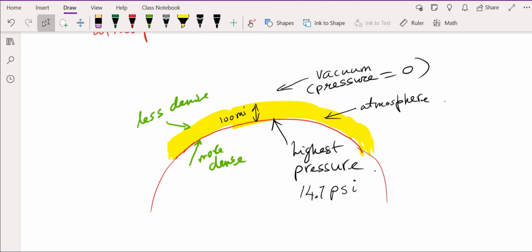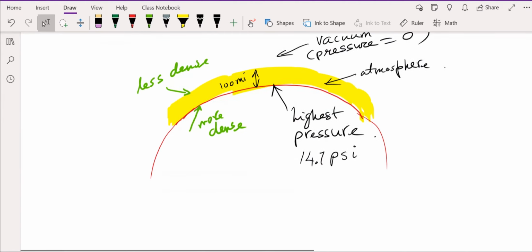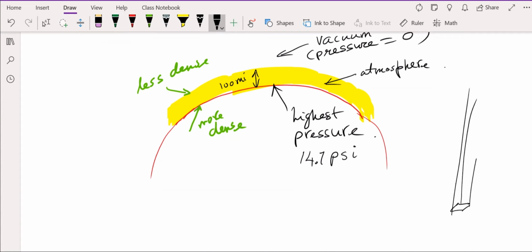14.7 pounds every square inch. Which means what? Imagine you take a metallic tube, like an aluminum tube. You have an aluminum tube, 1 square inch. You know what I mean? It's one inch by 1 inch. And you fill it with air all the way 100 miles. How much will be the weight of that air? It'll be 14.7 pounds.